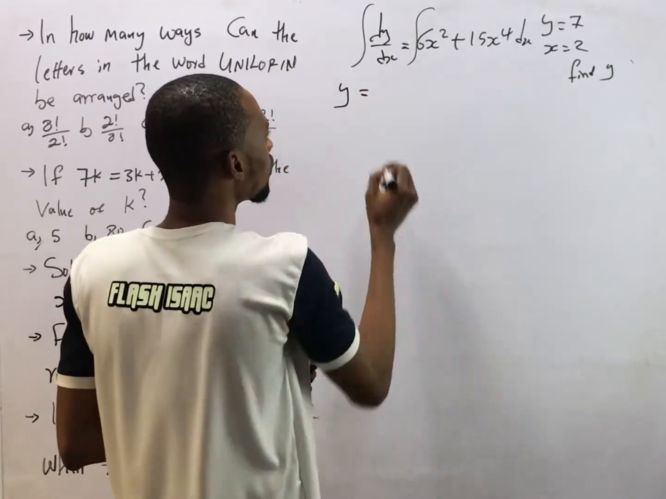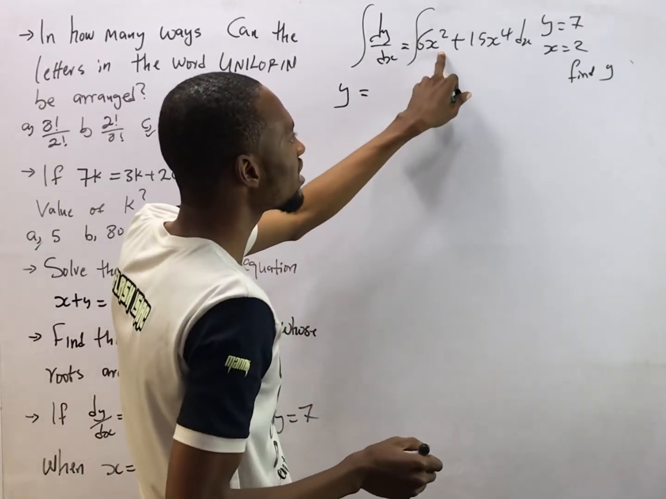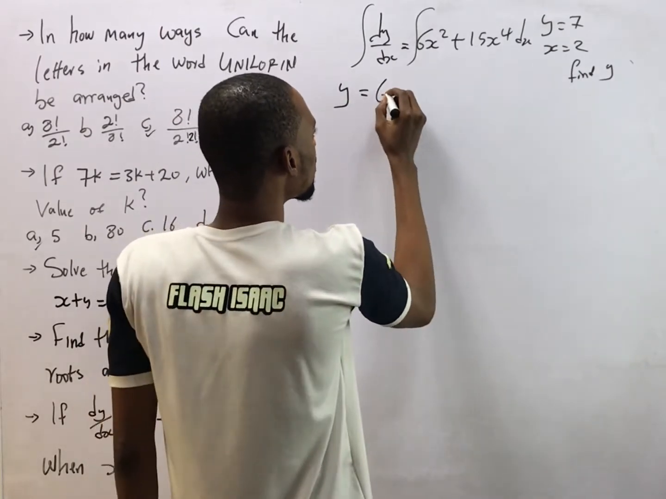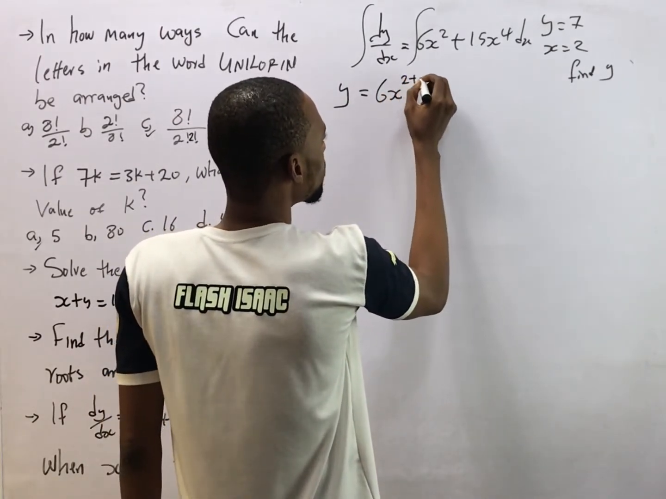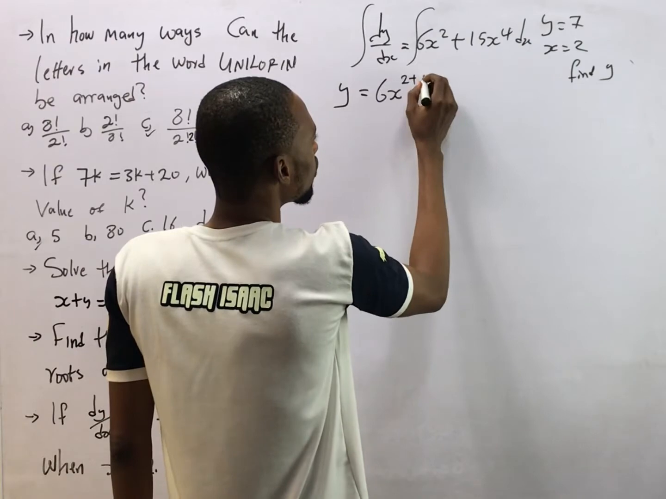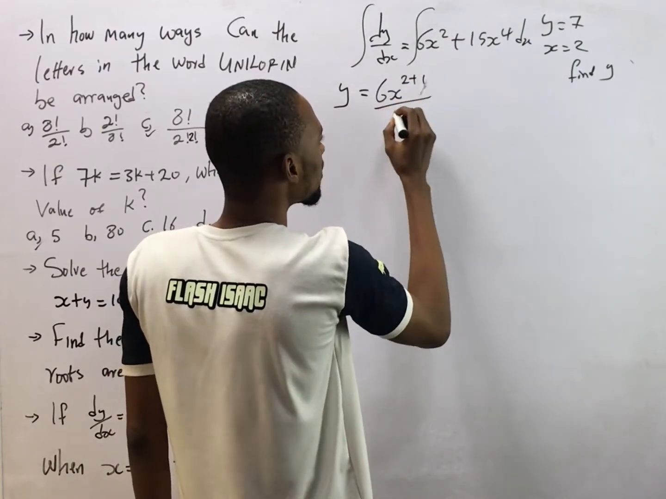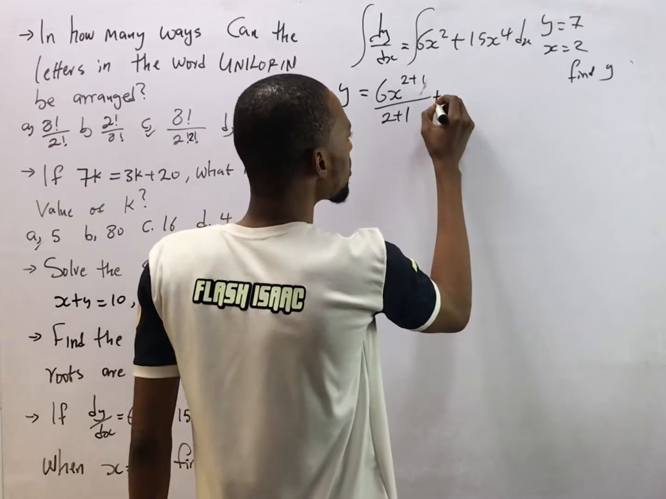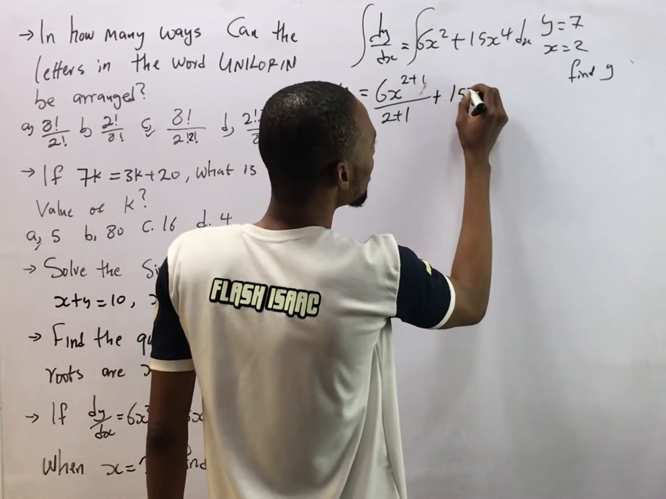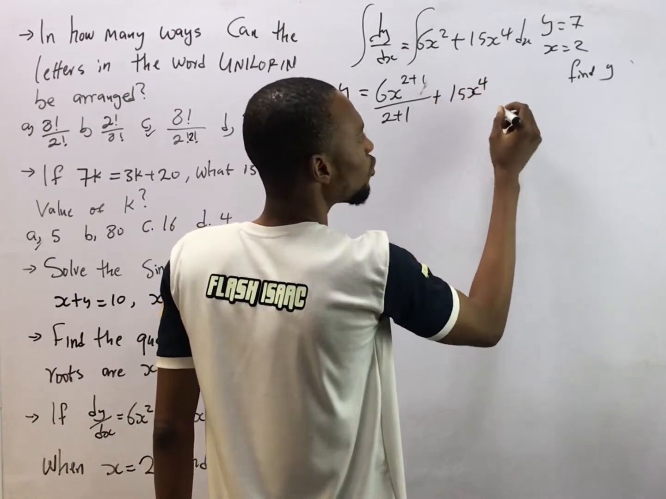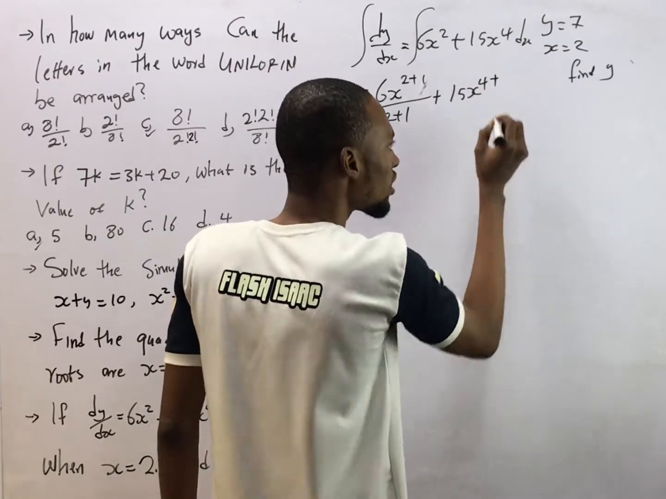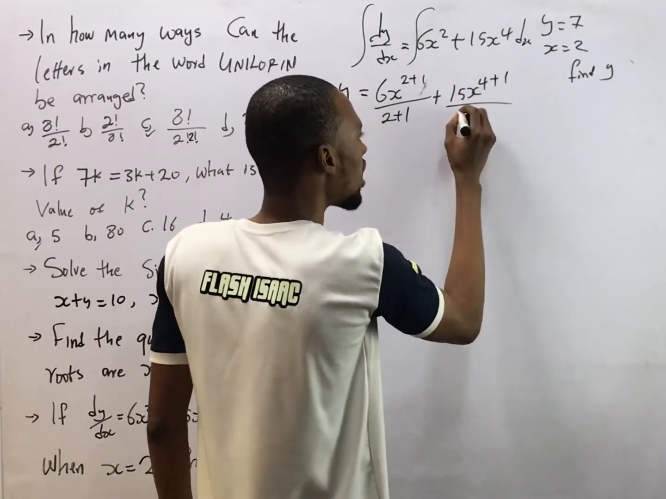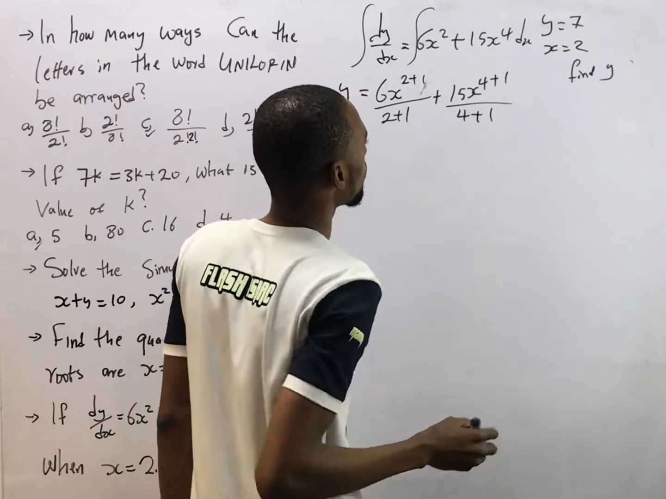So which equals, integrating 6s squared is simply 6s, we add 1 to the power, 2 plus 1, then divide by the power. That's how to integrate. Plus 15s raised to the power of 4, we add 1 to the power, plus 1. Then we divide by the power, 4 plus 1.